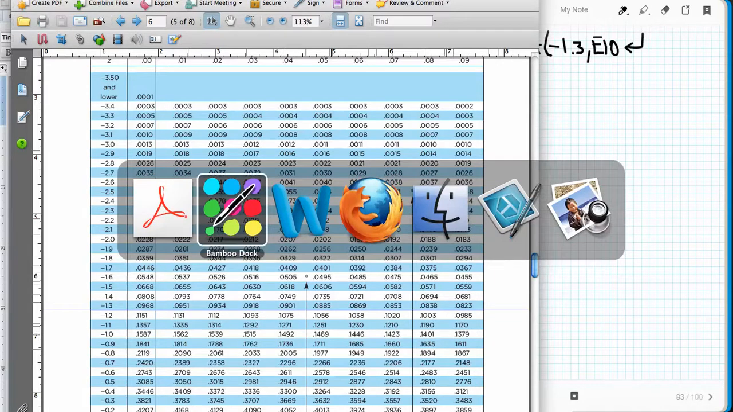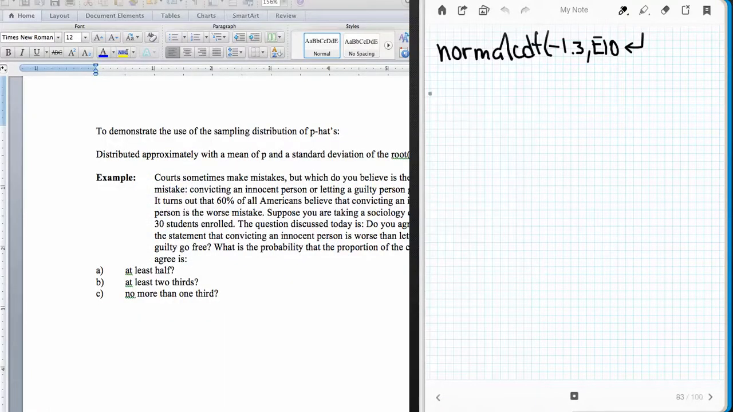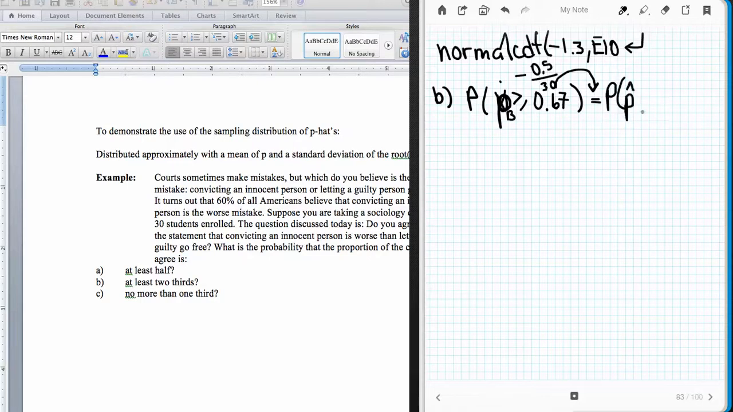All right, now let's go back to my next one and look at this probability. In part B, the probability says that X is at least 2/3. So at least means greater than or equal to, and 2/3 is represented by 0.67. Again, I'm still going from the left side, so I'm going to subtract 0.5 divided by 30 again, and that's going to give me my p hats. Sorry, these should be p sub hats. So this is now the probability that my p hat, with continuity correction, is greater than or equal to the number. That's what we're looking at here.